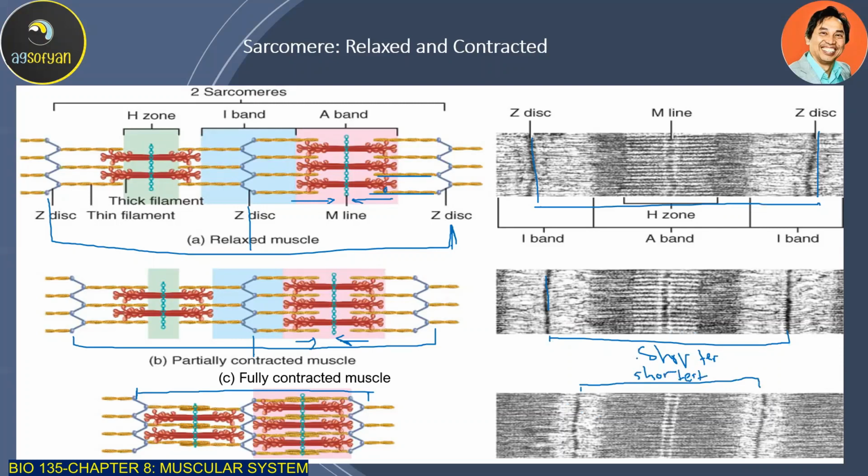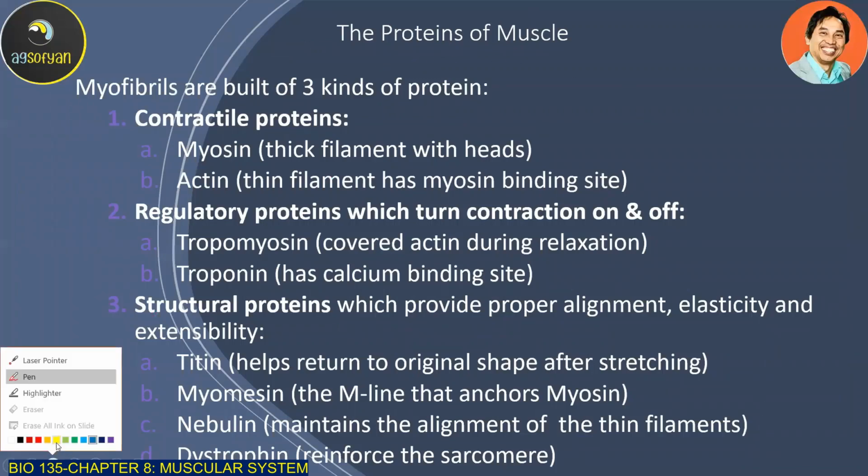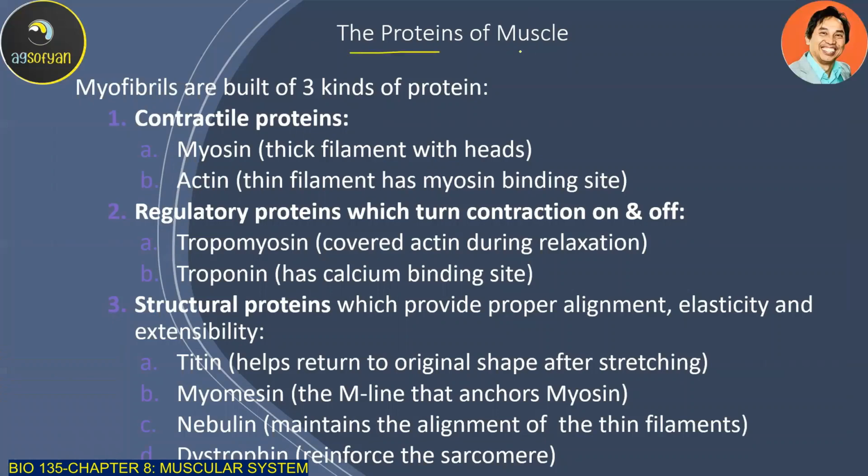Okay, so this is how the sarcomere contracts. Again, the myosin head will pull the actin into the middle. When it is pulling that, the distance from one Z disc to another Z disc will become shorter.